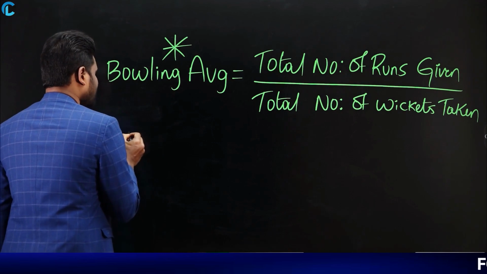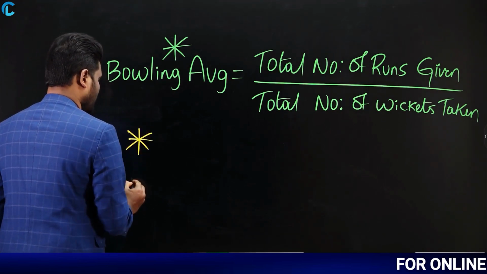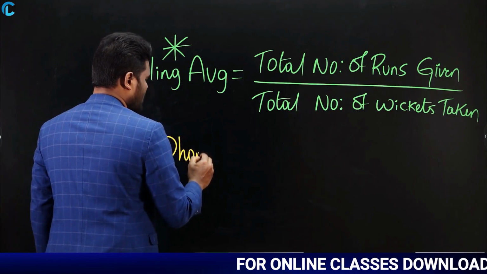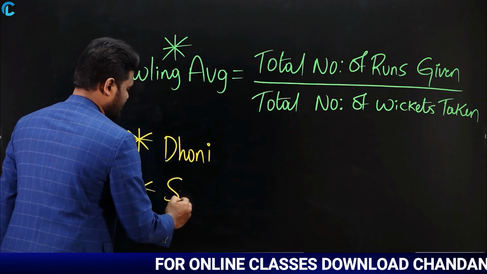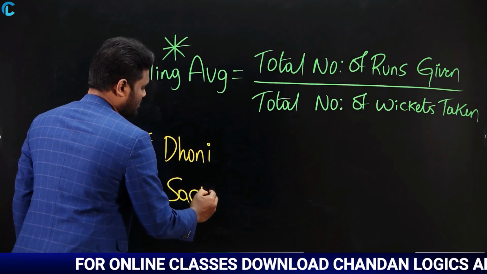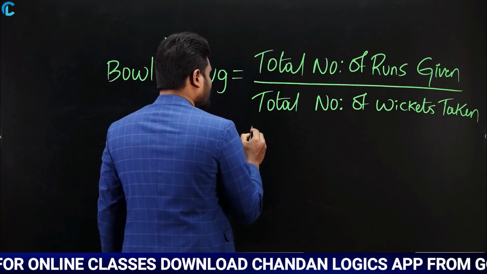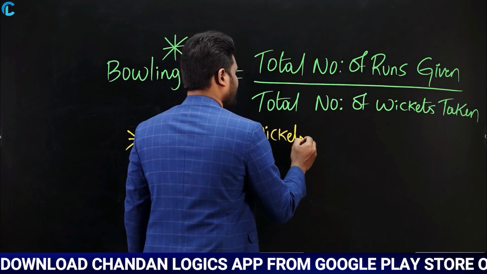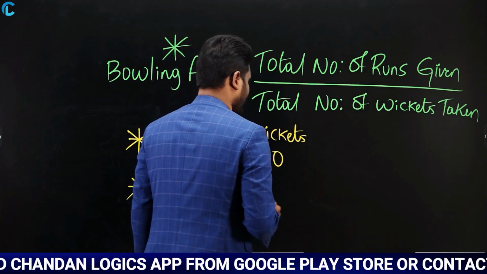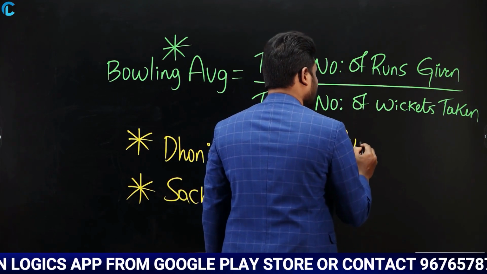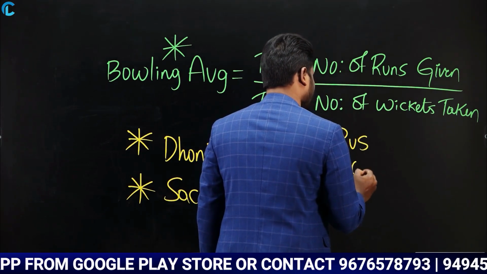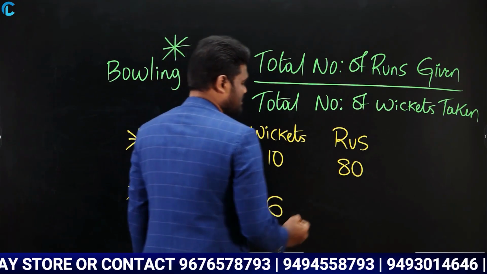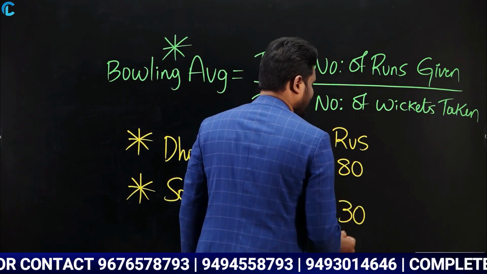Let us take an example: there are two bowlers, one is Dhoni and one is Sachin. Dhoni has taken 10 wickets, and the number of runs given is 80 runs. Sachin has taken 6 wickets and the number of runs given is 30 runs.